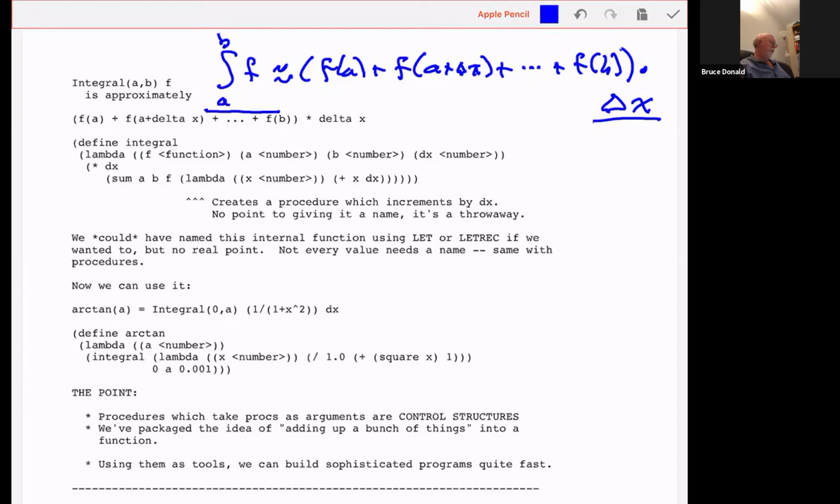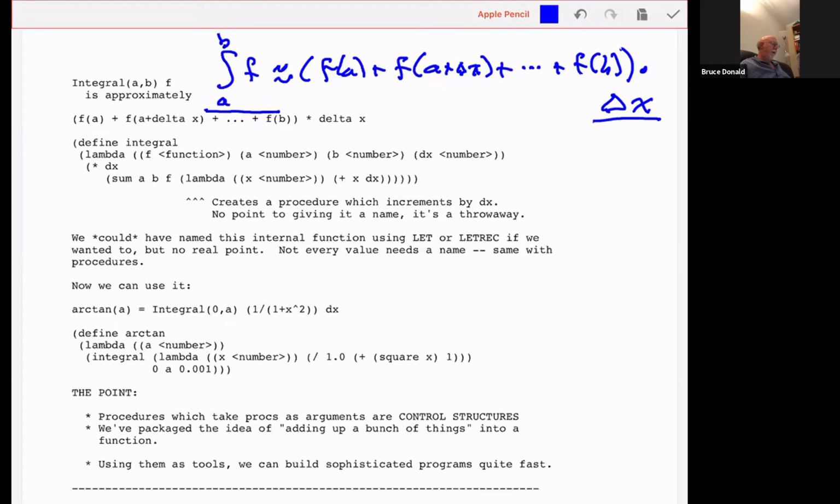So why not use our sum procedure to do this? And here I've done this. This is the integral function written below. It takes in a function f, it takes in a and b, the upper and lower bounds shown here, and it takes in dx as a number, because this will be an approximation.